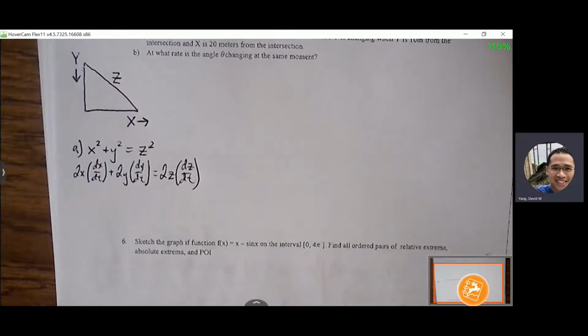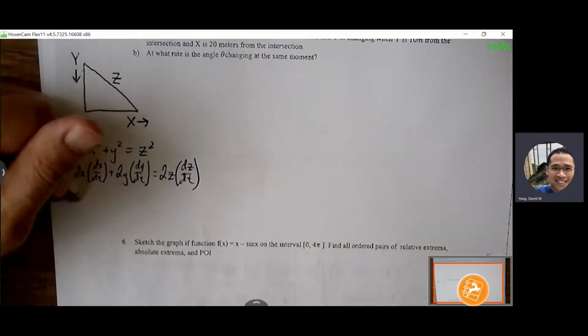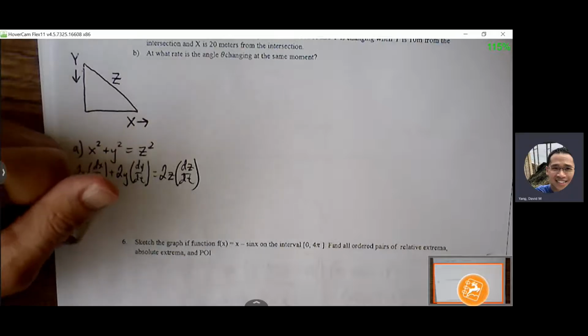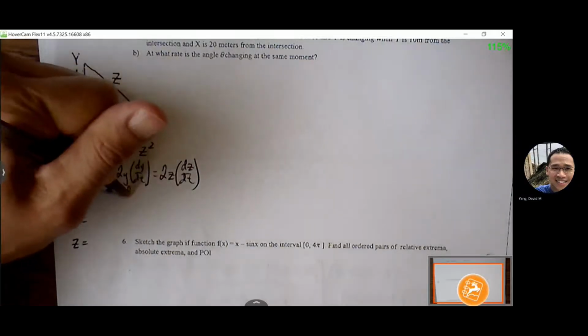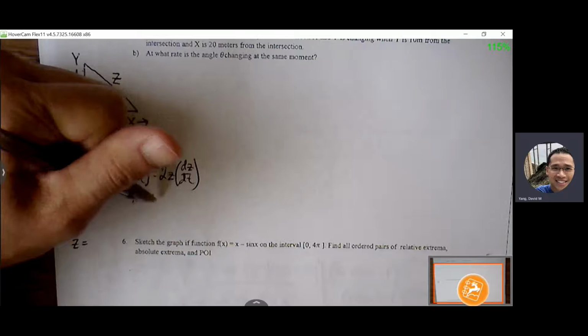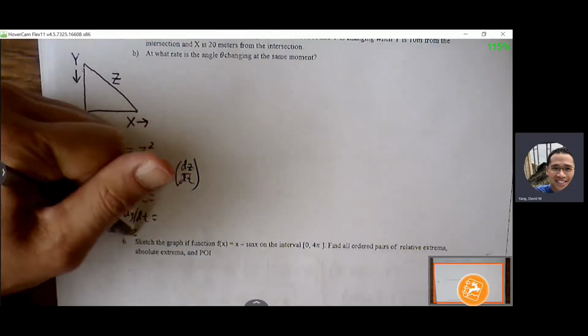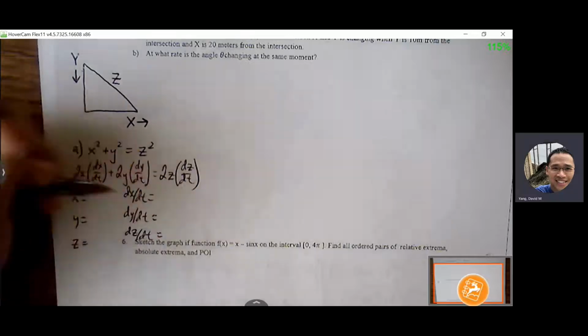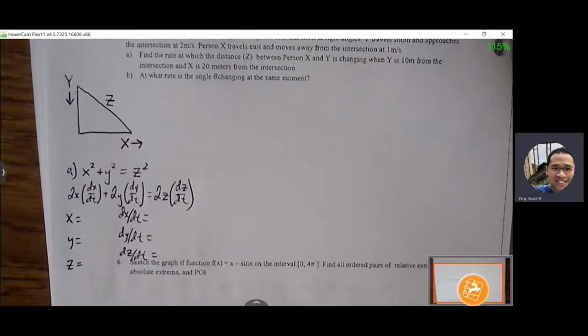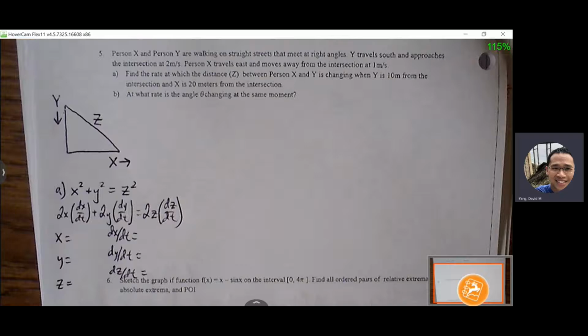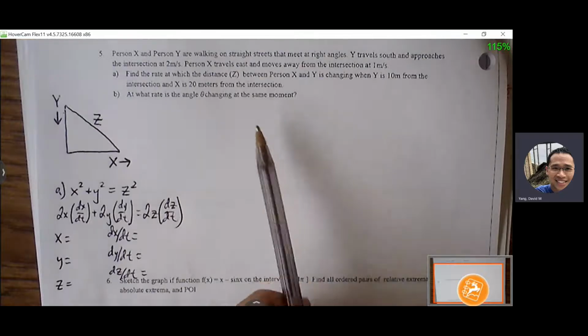Okay, let's list out all the variables that we have to involve here. X, Y, Z, dx dt, dy dt, and dz dt. All right, let's go back to the problem and see if we can assign these values here.